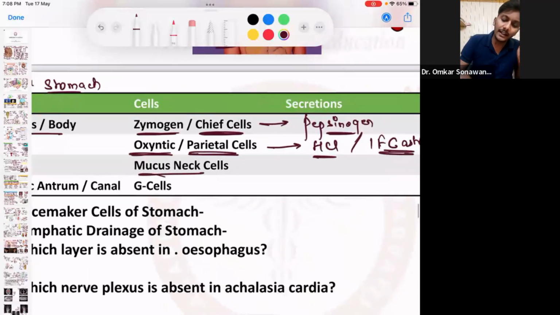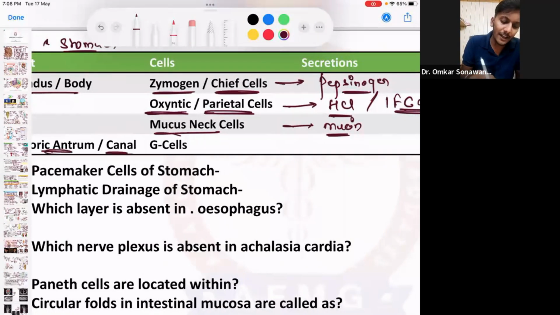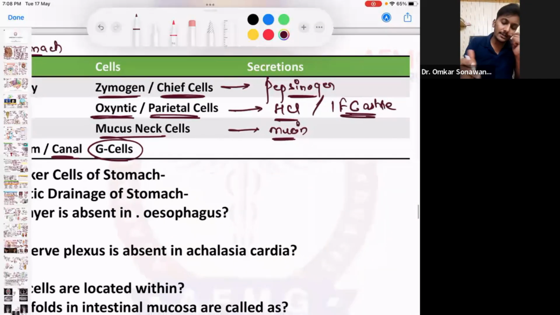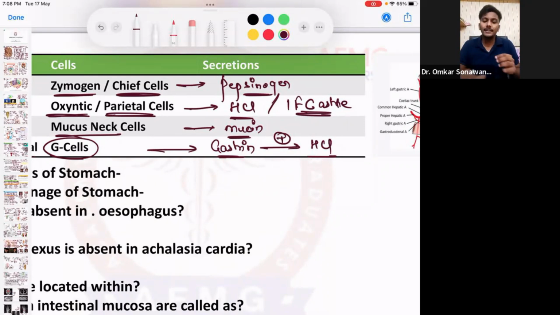Mucous neck cells will secrete mucin to keep the secretions thoda bahut alkaline, okay, or to protect the mucosa. It is usually the mucin is secreted to protect the stomach mucosa from the HCl. Then from the pyloric antrum or the pyloric canal, we have the G cells, and these G cells are known to secrete gastrin, and gastrin will stimulate the production of HCl. It will stimulate the parietal cells to secrete HCl.